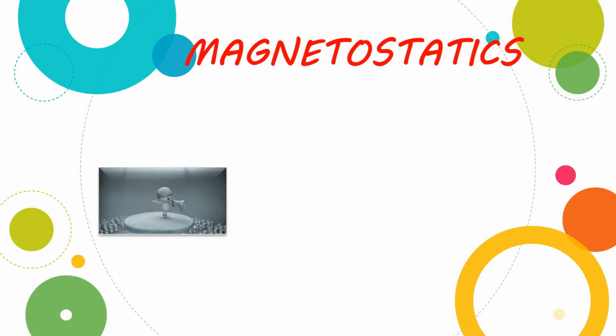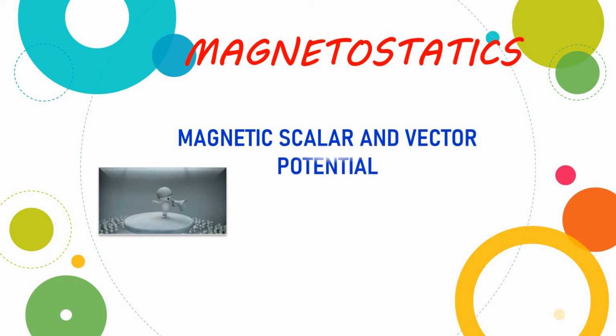We are discussing the subject electromagnetic theory. In that, the third part we are discussing now is magnetostatics, the magnetic field in a static one. Today in this lecture, we are going to discuss magnetic scalar and vector potential.